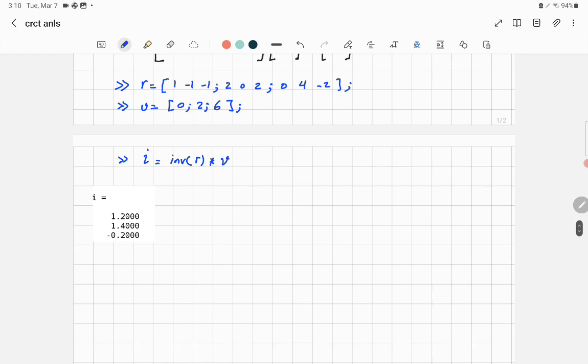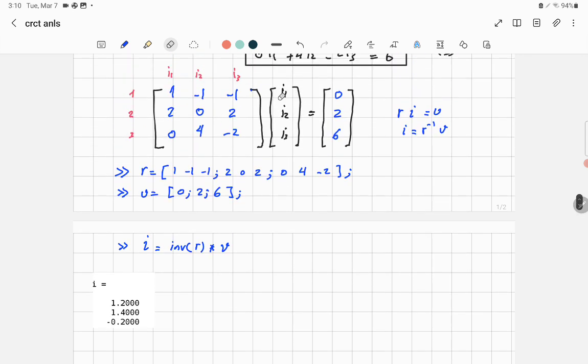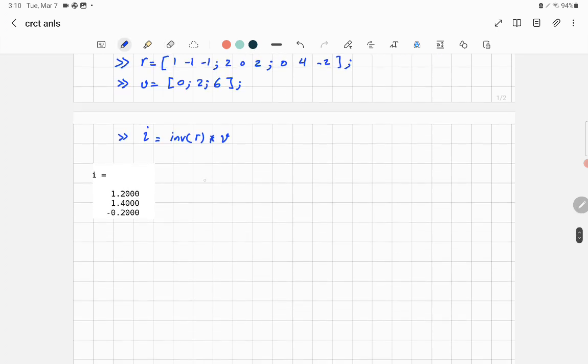So what you got here, the first element is I1, and this is I2, I3. Why? Because I rearranged the equation from the beginning. That's I1, I2, I3. So you can write that the solution, I1 is equal to 1.2 amp, and I2 is equal to 1.4 amp, and I3 is equal to negative 0.2 amp.